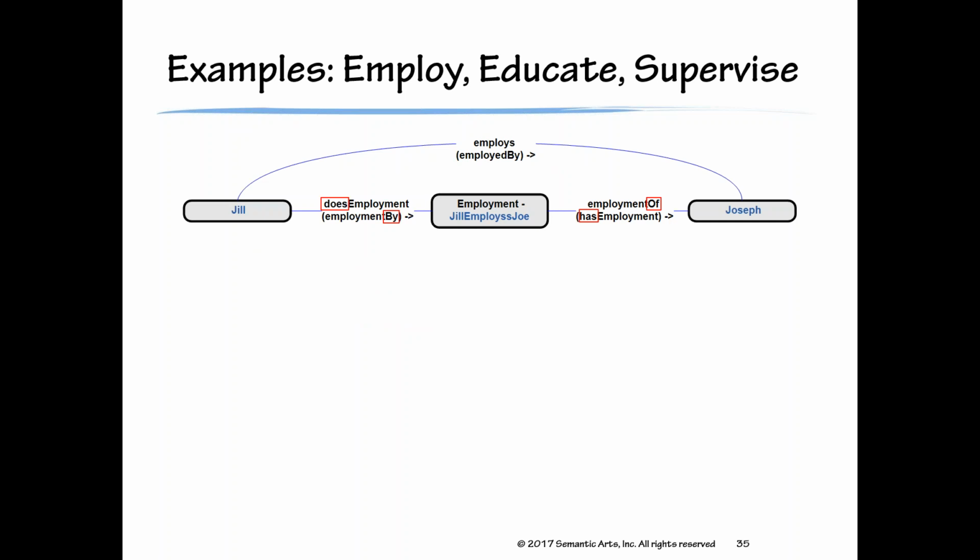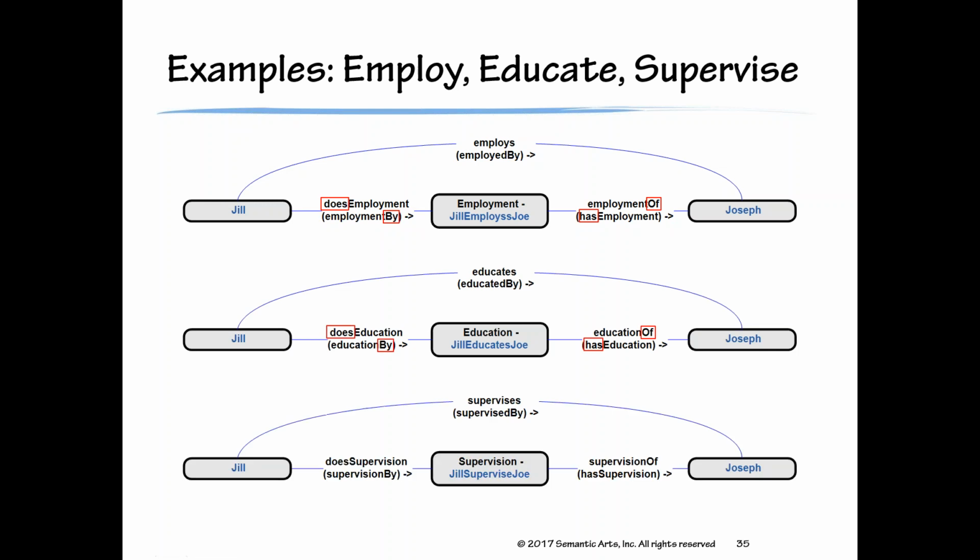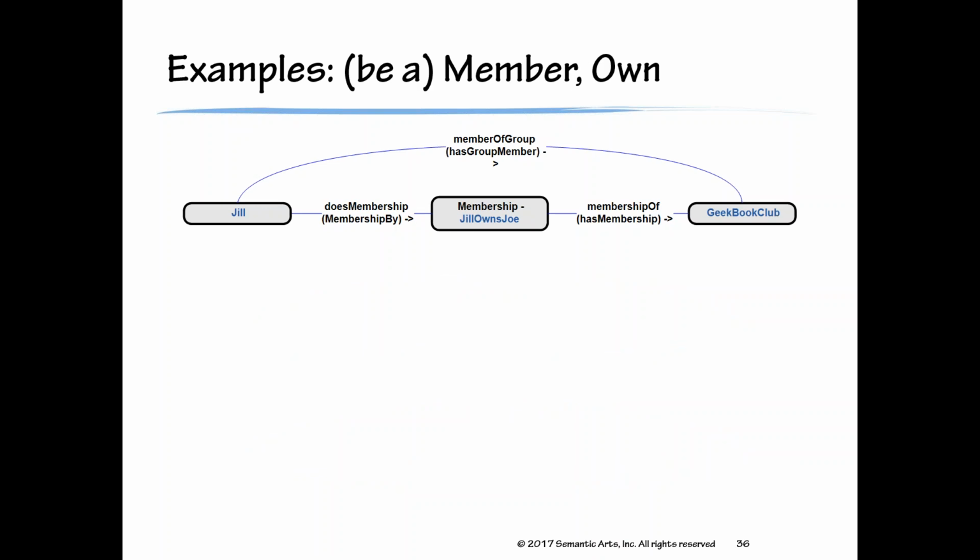So here's just a quick couple of examples. So Jill, so the employment points this way. Jill does the employment, and it's employment by. So the has employment and employment of. So these things kind of work, sort of. It's not the worst thing you can imagine.